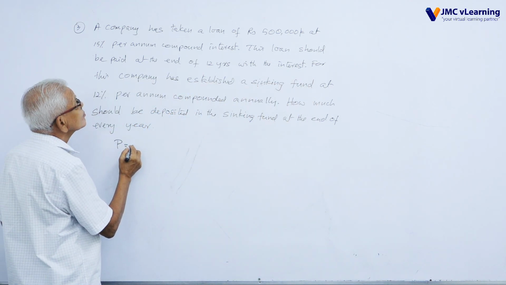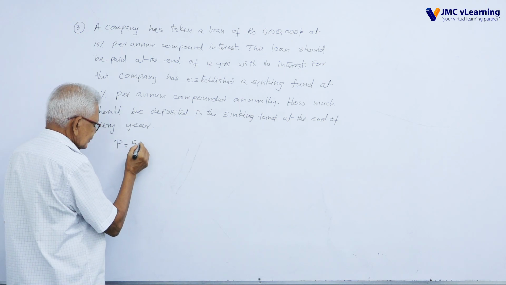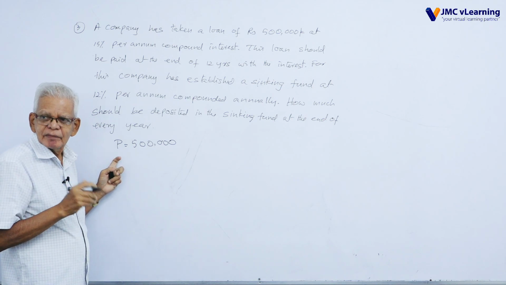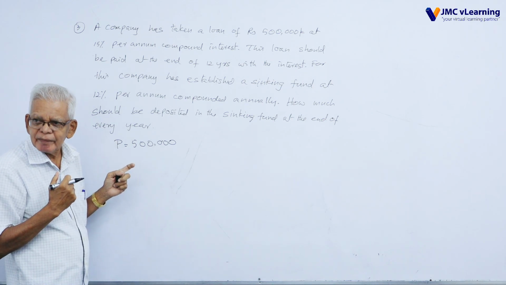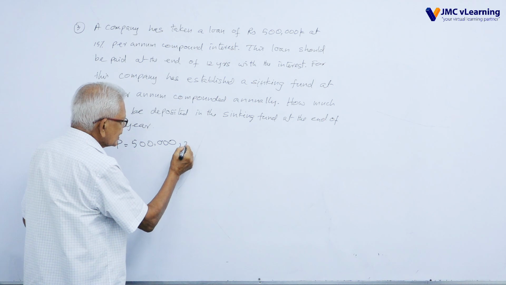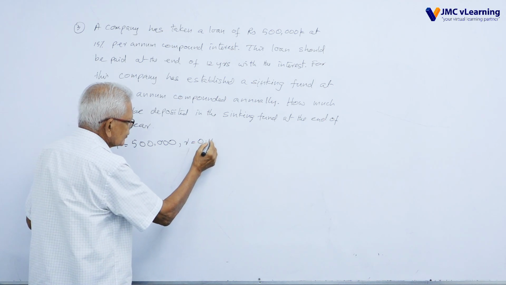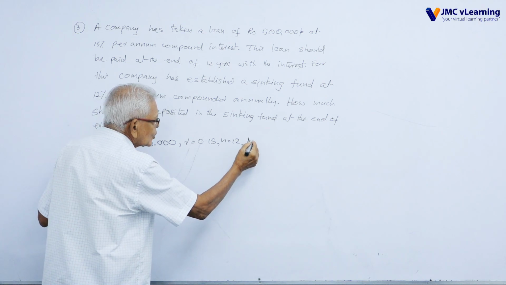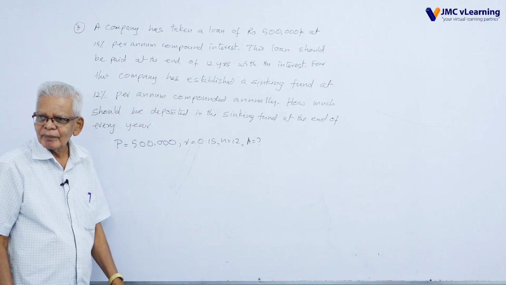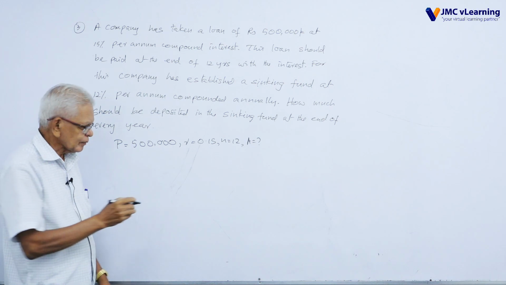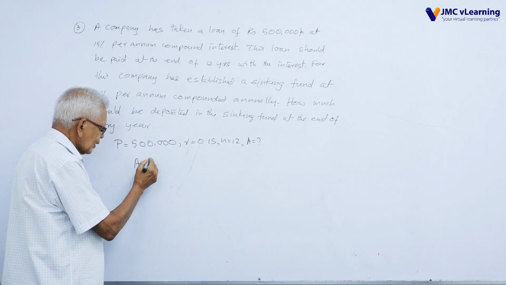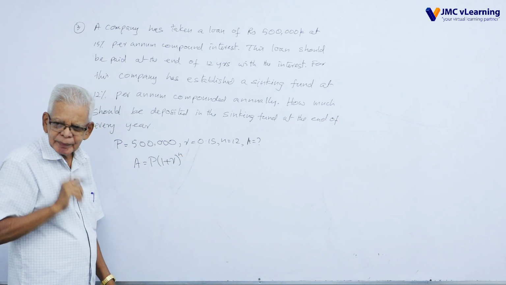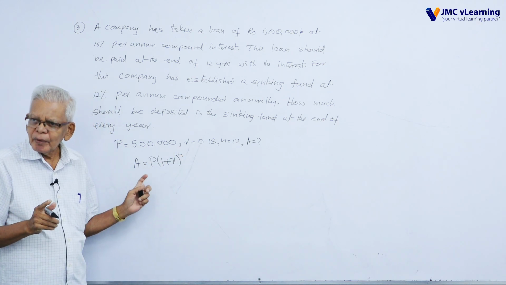P equals 500,000. This P is the principal value, the loan that we have taken. Interest rate is 15%, 0.15. N equals 12. We have to find out A, the total amount that should be paid. Compound interest formula is this: A equals P into (1 plus R) to the power n. Can you remember? This is the compound interest formula.